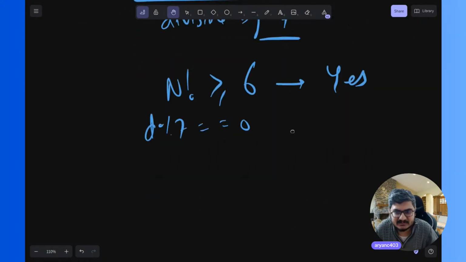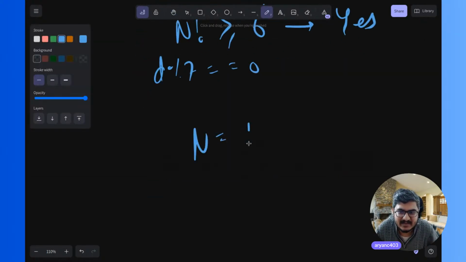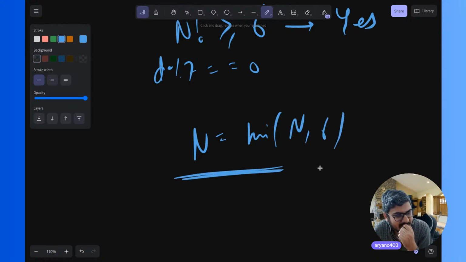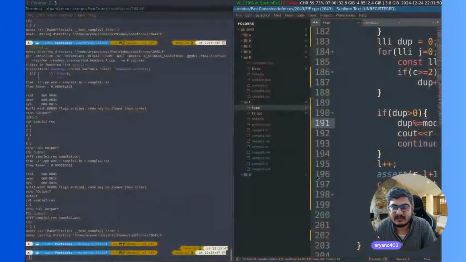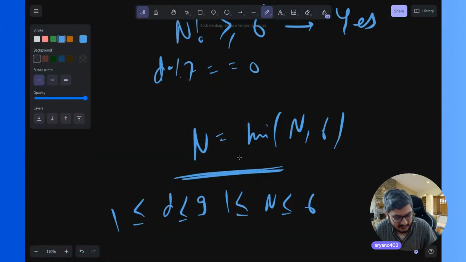Basically our problem reduces to this: we take the input, replace n with the minimum of n and 6, and check if this works or not. We can pre-compute answers for all d and all n up to 6. This is probably the lazy way to do this problem: find answers for all d between 1 and 9 and all n between 1 and 6, replace n with the minimum of n and 6, and print whatever value you have. No, a minimum of 6 with 3 will not work.